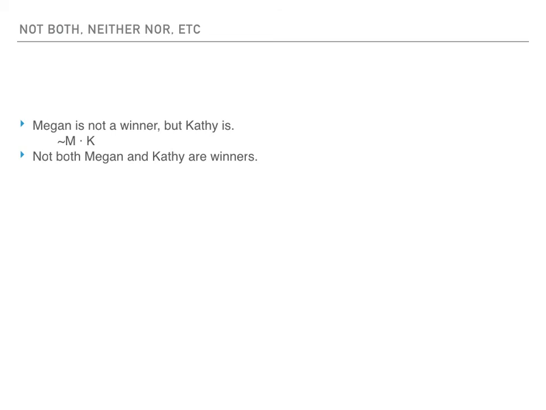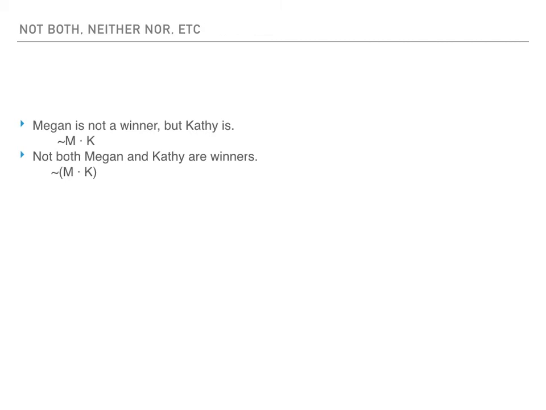Let's look at another sentence: "Not both Megan and Kathy are winners." Whenever you see "not both," you need to translate that using a tilde to capture the word "not," but you need to say that both of them are not. So it's tilde of the expression M dot K. This would be incorrectly translated as tilde M dot tilde K, although we'll find out in a second that you could translate it as tilde M wedge tilde K. So it's not both of them; it's one or the other of them.